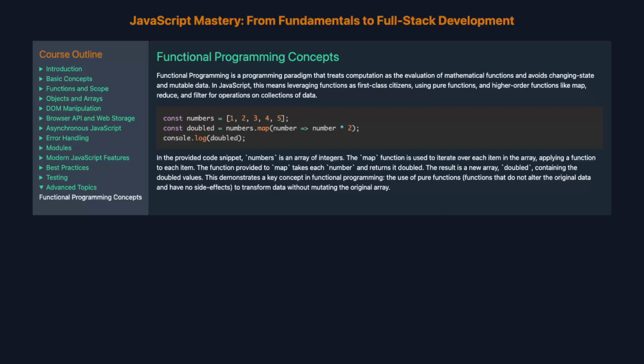In the provided code snippet, numbers is an array of integers. The map function is used to iterate over each item in the array, applying a function to each item. The function provided to map takes each number and returns it doubled. The result is a new array, doubled, containing the doubled values. This demonstrates a key concept in functional programming: the use of pure functions, functions that do not alter the original data and have no side effects, to transform data without mutating the original array.